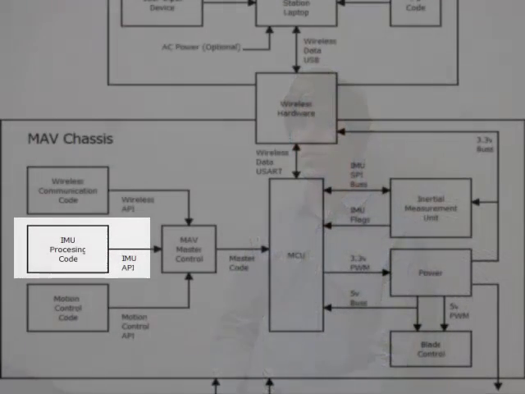The data from these two sensors is used by the IMU processing algorithms to determine the orientation of the device. The IMU processing block takes in raw data from the accelerometer and gyroscope and runs it through Sebastian Madgwick's IMU algorithm.